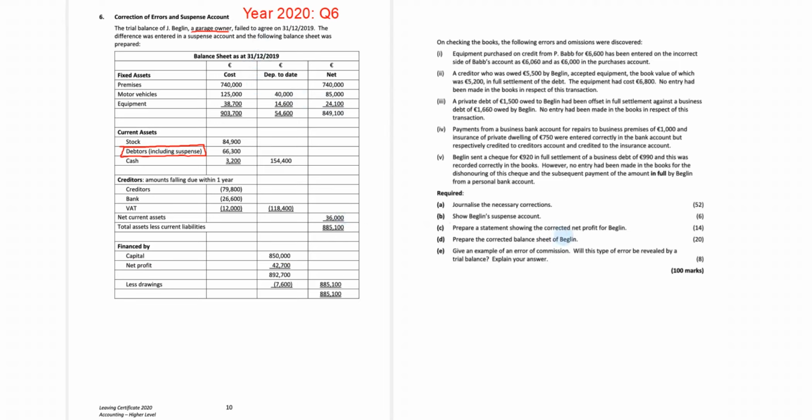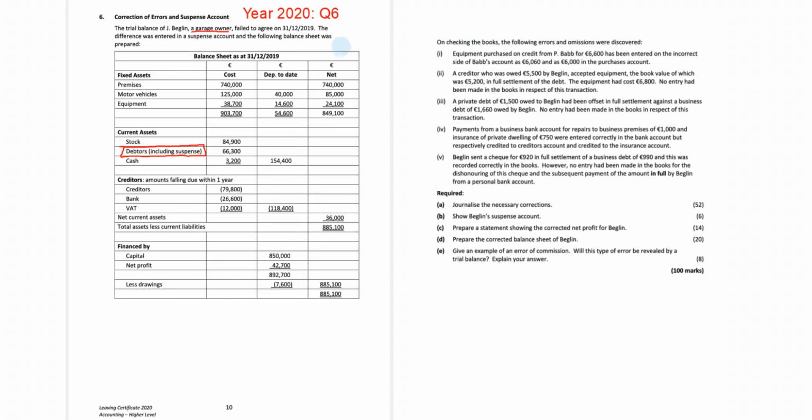Then we do a corrected balance sheet, and then we have a theory question. So again, let's say if we don't know much theory on suspense account and we get everything else right, we still can get 92% in this question. So obviously we want to get the theory right, but it's not the be all and end all. And we surely should be able to get 2 or 3 marks at least. So the theory question is, give an example of an error of commission. Will this type of error be revealed by a trial balance? Explain your answer. So this is all in the book. And we do need to know and maybe have a small example of every one of the errors.